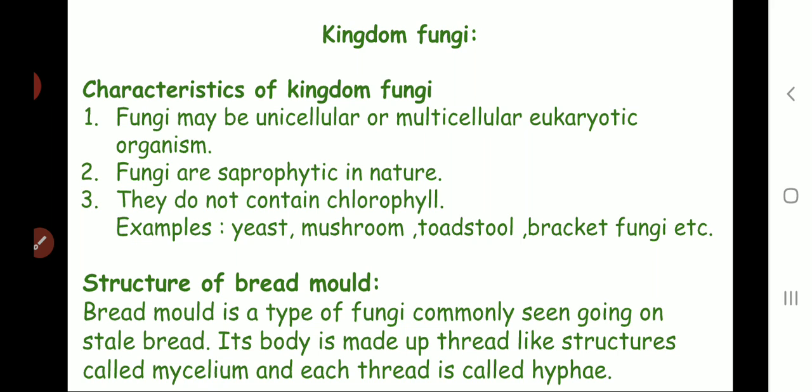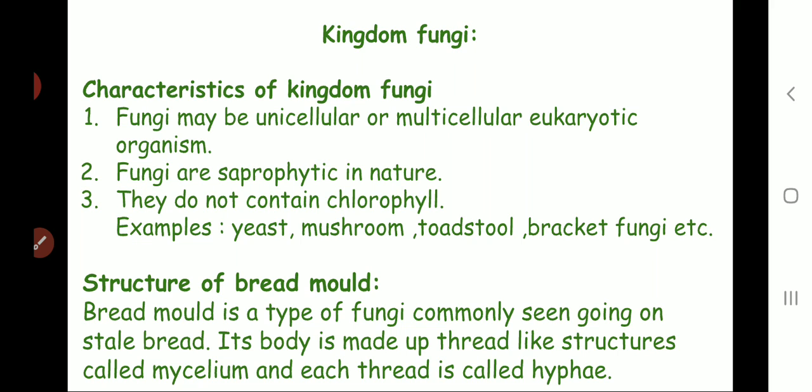Characteristics of kingdom fungi are as follows. Under that first point, fungi may be unicellular or multicellular eukaryotic organisms. Fungi are saprophytic in nature, that means they depend upon dead and decaying matter. They do not contain chlorophyll, that means they are achlorophyllous. Examples of fungi are yeast, mushroom, toadstool, bracket fungi, etc. So this is what the general characteristics regarding the kingdom fungi.